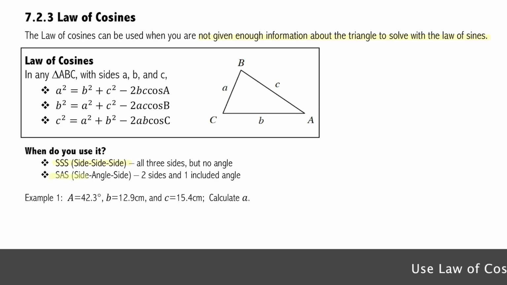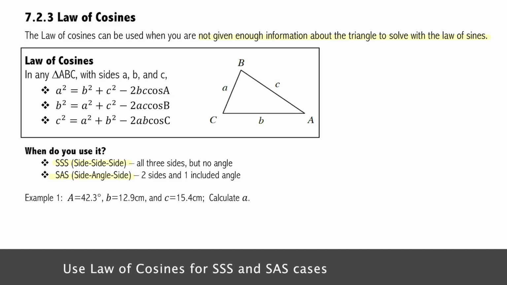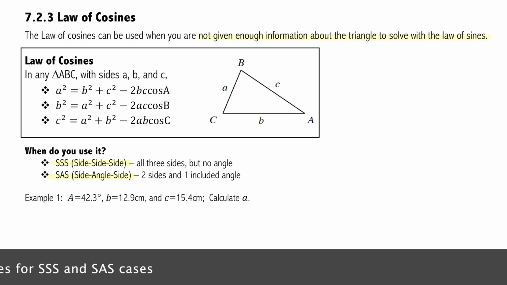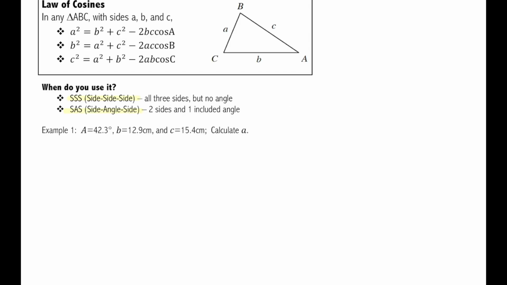And another case is when you have side, angle, side. That's when you have 2 sides of a triangle with one included angle. So let's take a look at some examples. In this first example, we're given one angle and 2 sides. And when you're using law of cosines or sines, you always want to start by drawing the diagram. So let's draw a non-right triangle.